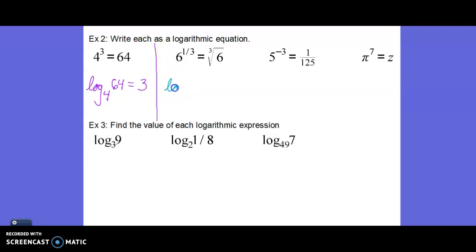So as I look at the next one, the base is 6. So log base 6. If you made a boot, it would be the 1/3 power would be over here, and then I'll go ahead and make the boot.